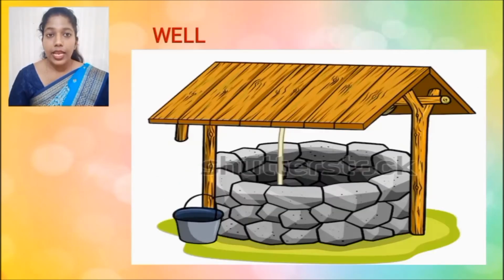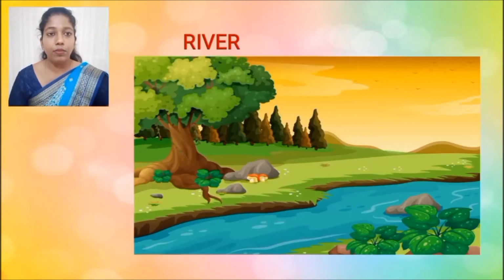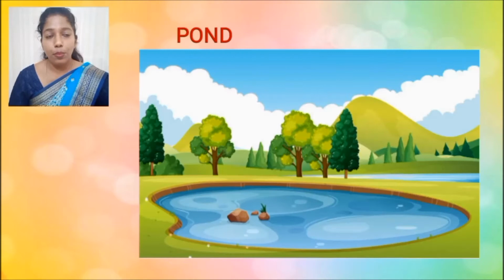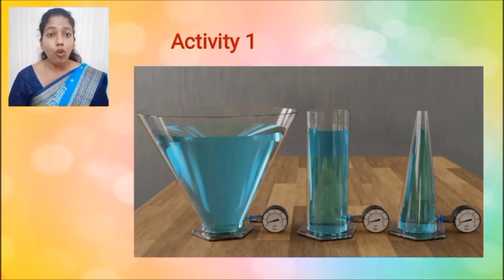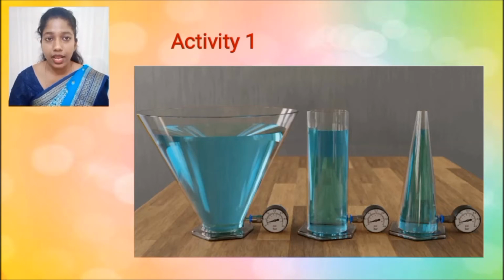Liquid water falls down as raindrops. As you can see in this picture, it is found in well, river, lake, pond, sea and oceans. Let's see an activity. Take a few containers of different shapes. Pour the water into all containers. You will observe that water takes the shape of the container in which it is kept.